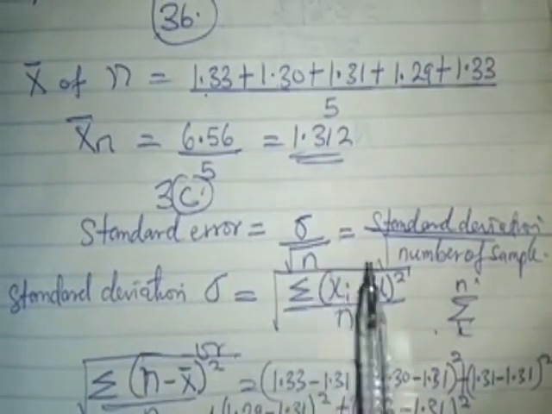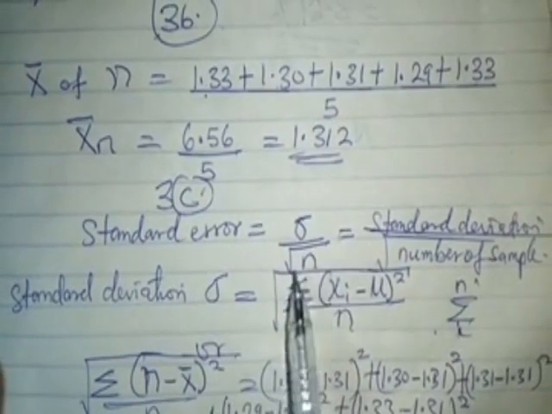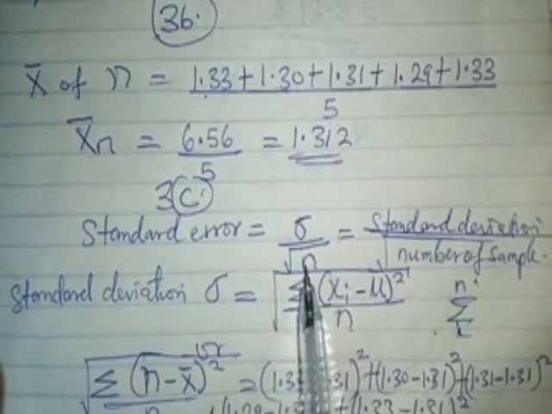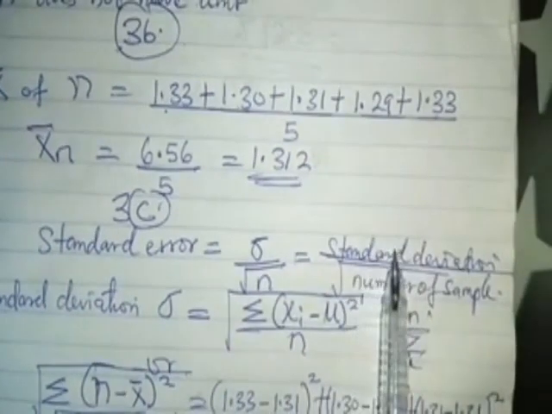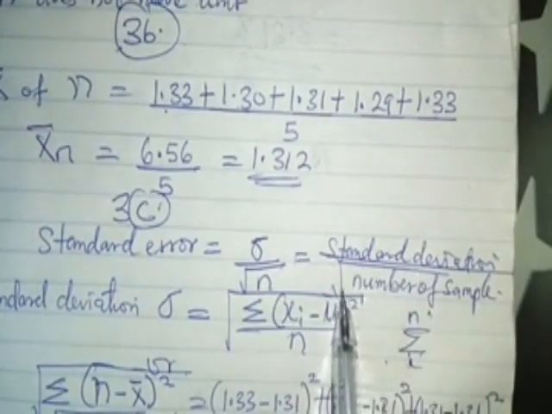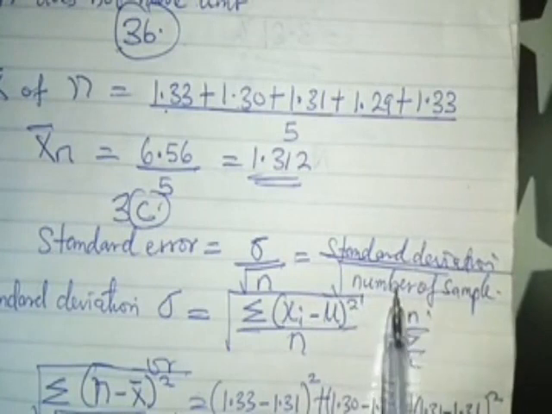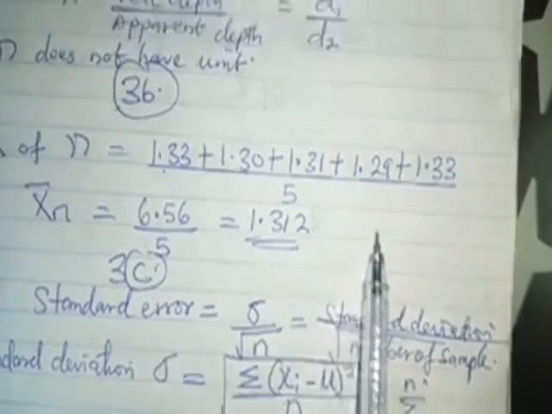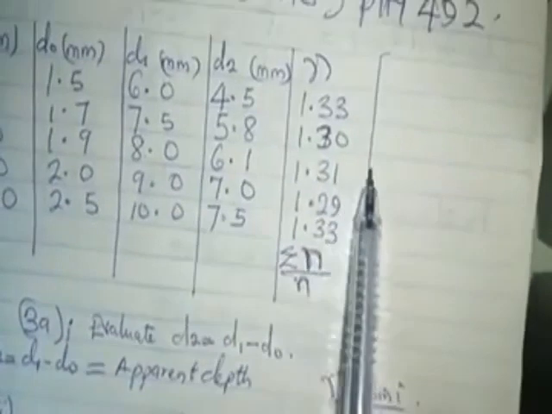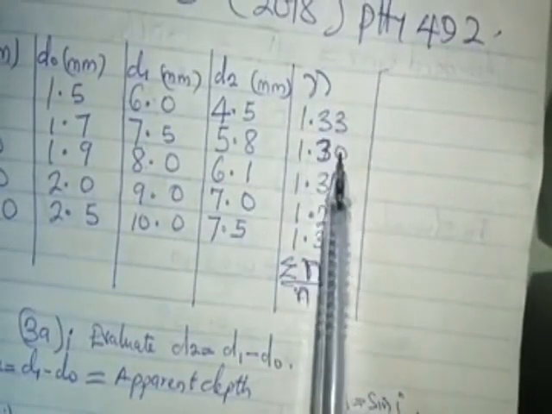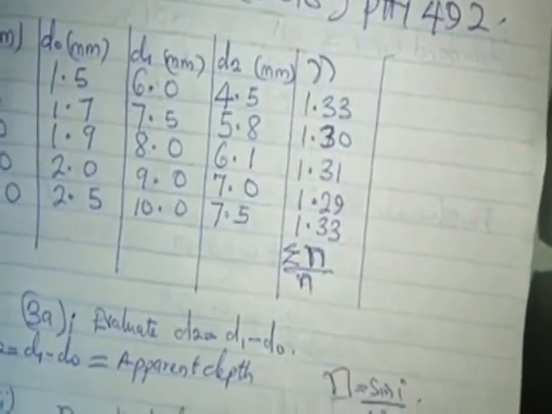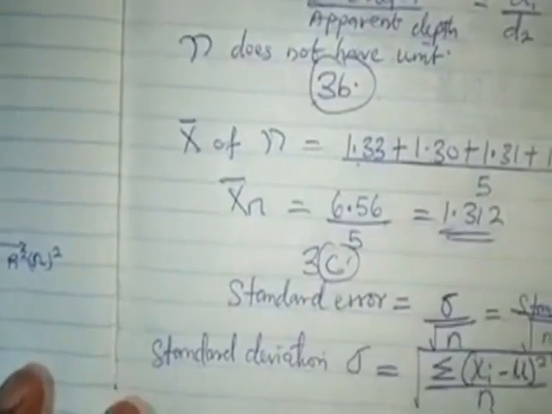The standard error is given as standard deviation divided by the square root of the number of items. This is the standard deviation, and this is the square root of the number of samples. Remember, this number of samples is just the number of scores here, which is 1, 2, 3, 4, 5. All right. Okay, so what do we do here?